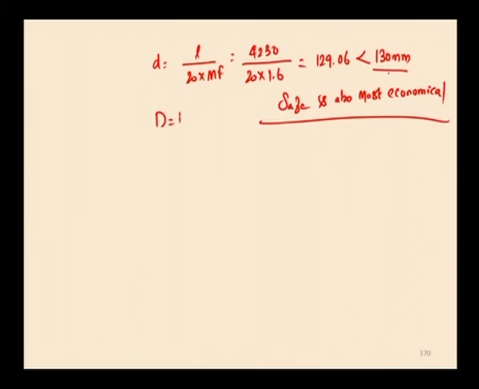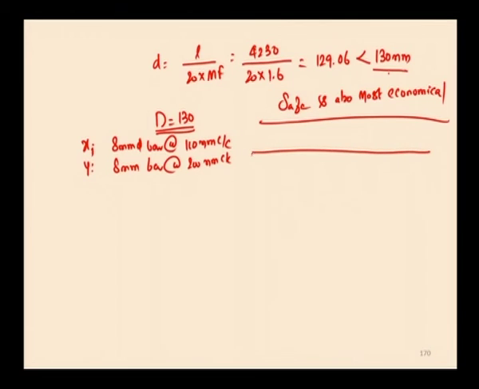So, D is equal to 130 mm. Now, I am going to draw the cross section of the slab. Along x direction, reinforcement is 8 mm diameter bar at 110 mm center to center. Along y direction, it is 8 mm diameter bar at 200 mm center to center. This is the cross section of the slab which shows the reinforcement.